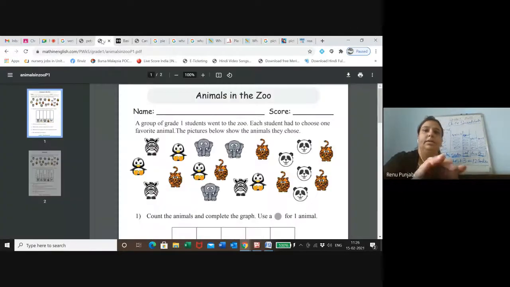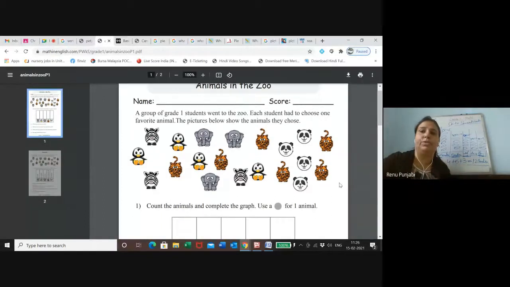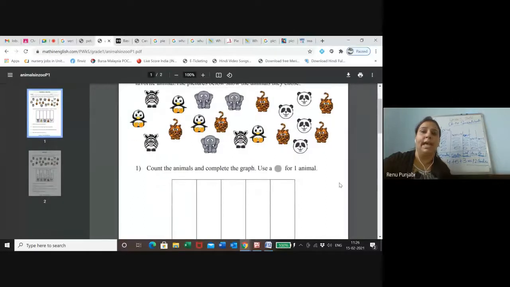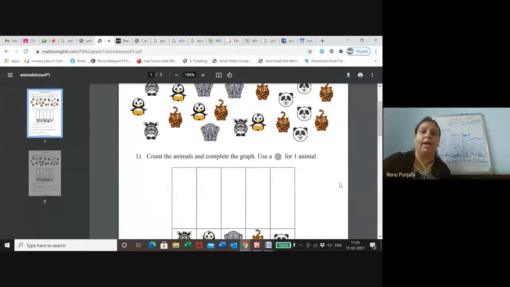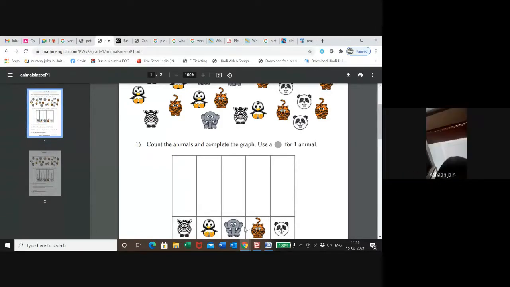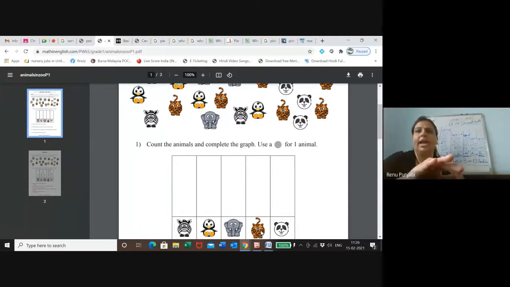Now comes this type of pictograph also. Here some pictures of animals are given, and you have to draw the pictograph by counting these animals and representing them in the vertical pictograph. So first picture is zebra. Next is penguin. Duck. Elephant. Tiger. Cat or tiger. Or the panda.